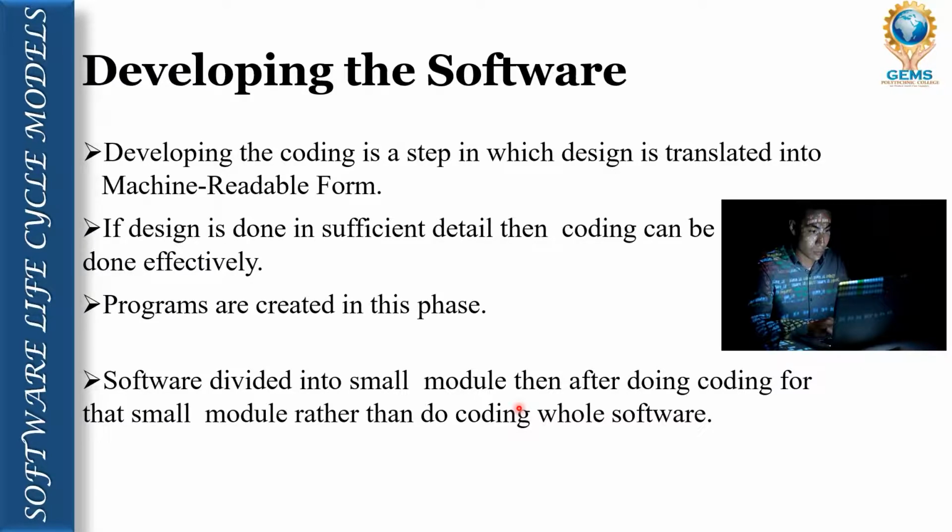Software is divided into smaller modules, and we do coding for each small module rather than coding the whole software. So here in the development phase of the waterfall model, we are working with each separate module, and at last all the modules will be clubbed together and become the whole software.